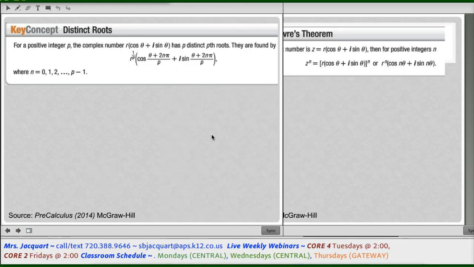When we're looking for the nth root, this is the part that's important. We have to crunch those numbers as many times less than n as we want. Less than p. So if we're looking for the cubed root, then we're going to put in a 0, 1, and 2, not 3, because p minus 1 would be 2. Okay, so let's go work on a problem.